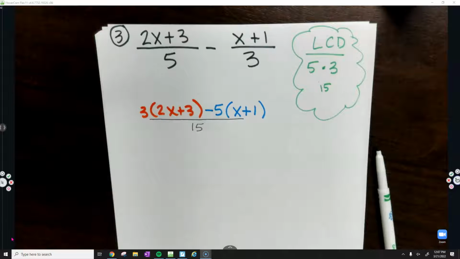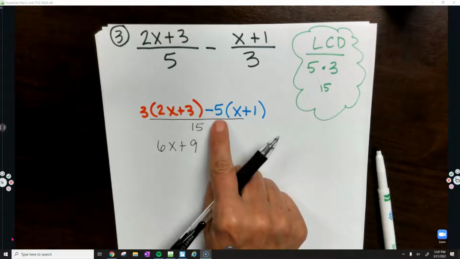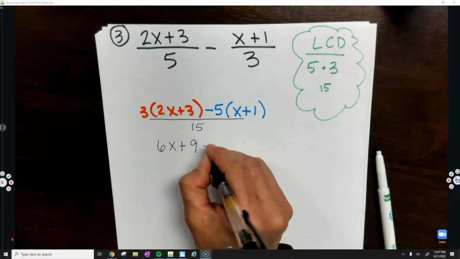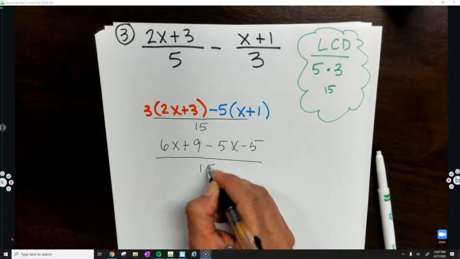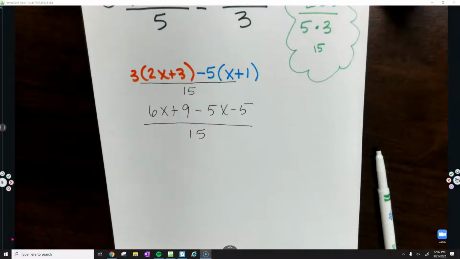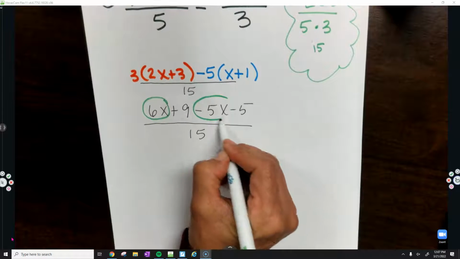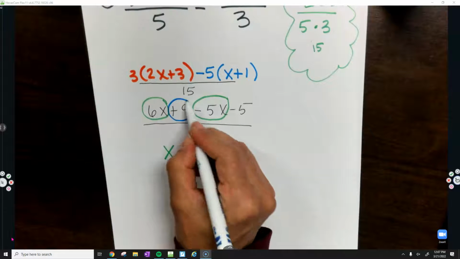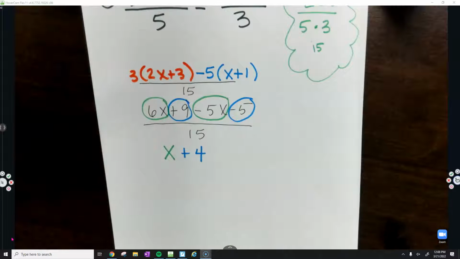So when we distribute this, we are going to get 6x plus 9. And then remember, we're distributing a negative 5 because it was a subtraction problem. So negative 5x minus 5. Remember, all of that's over 15. Then we're going to combine like terms. So it looks like our numerator is going to be x plus 4. And remember, that's just over 15.